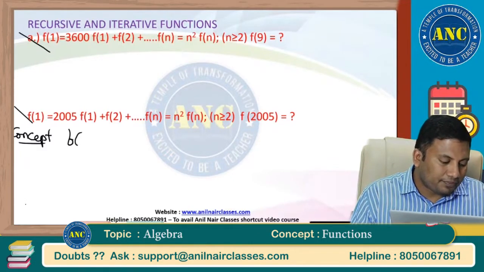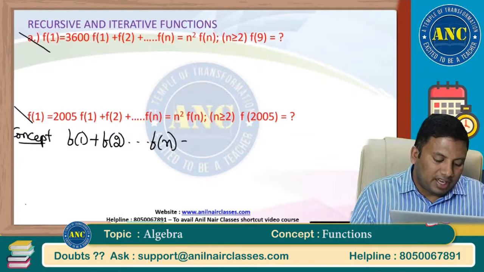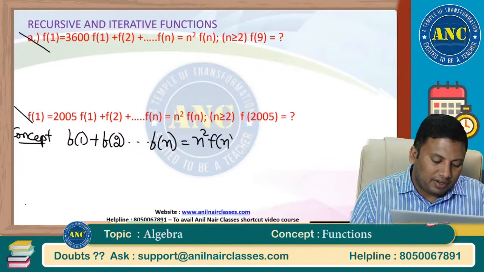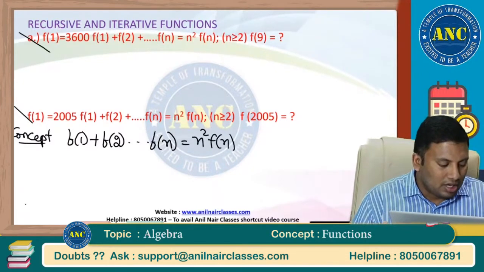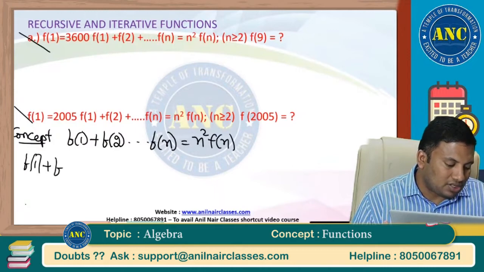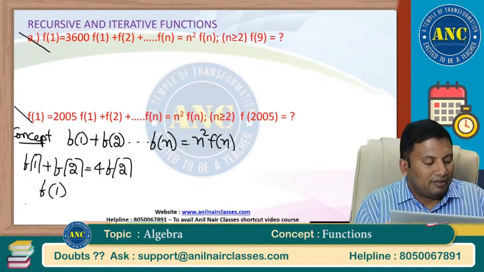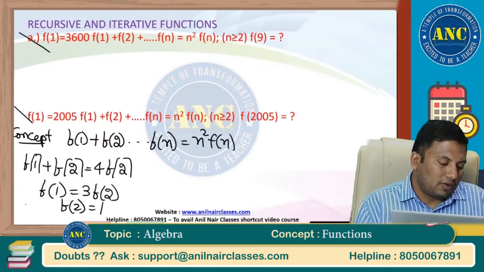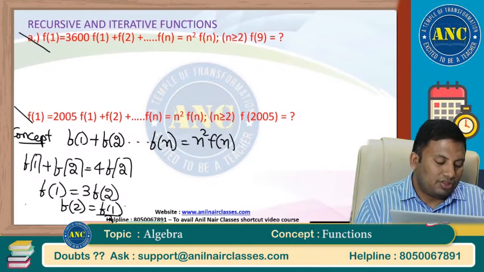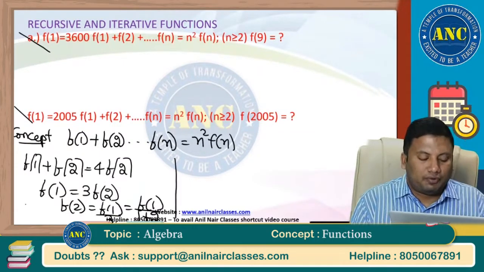What is the function? f of 1 plus f of 2 and so on up to f of n equals n square f of n. Please don't substitute and find f of 1, f of 2; that is a mundane approach. Now f of 1 plus f of 2 is 2 square f of 2, which is 4 f of 2. So f of 1 is 3 f of 2, which means f of 2 equals f of 1 by 3. Can I write 3 as 1 plus 2? Yes or no?